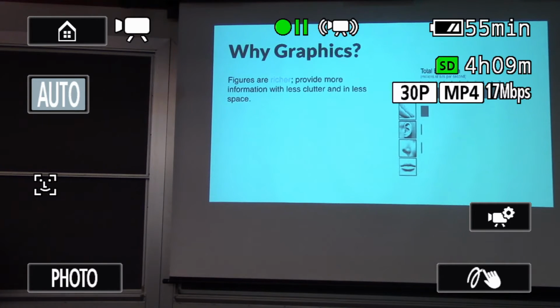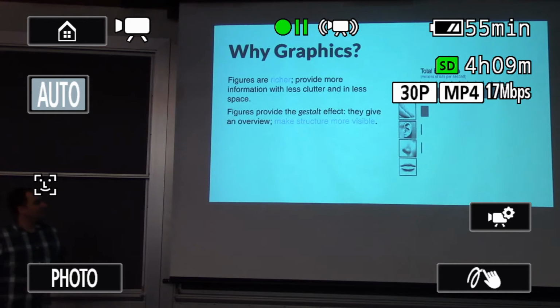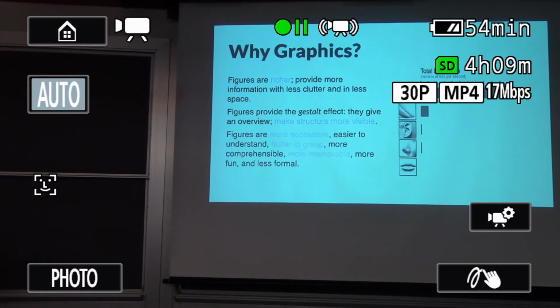Figures are richer, they provide more information, they have less clutter, and they can use less space. Figures provide the Gestalt effect, and we'll learn about Gestalt principles. They give you an overview. They make the structure of a data set visible, whereas if you use a table, you're not easily spotting the structure of the data set. Figures are more accessible, easier to understand, faster to grasp, more comprehensible, more memorable, more fun, and less formal.